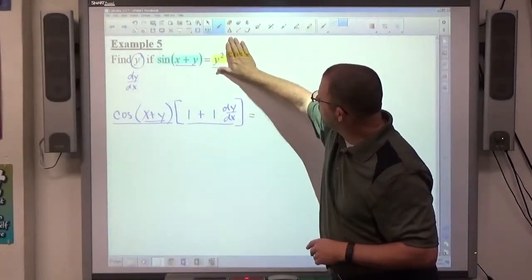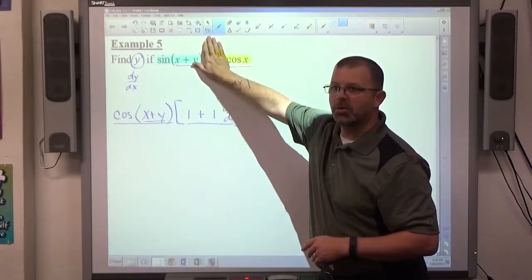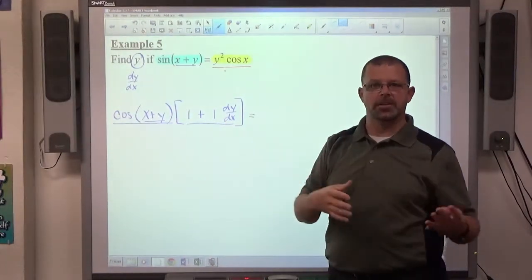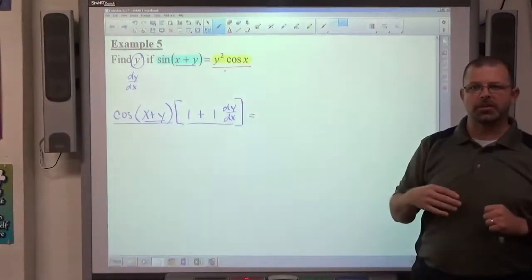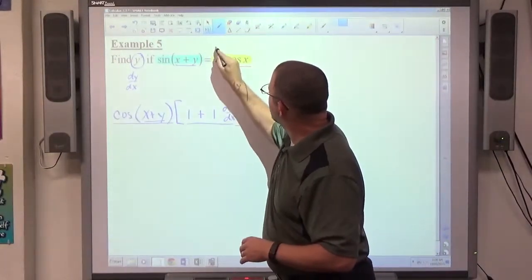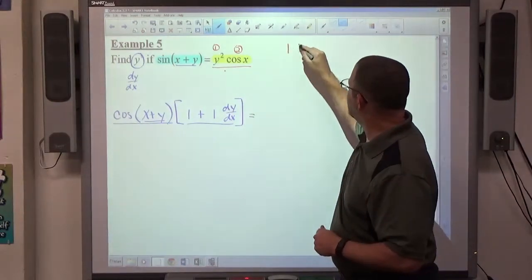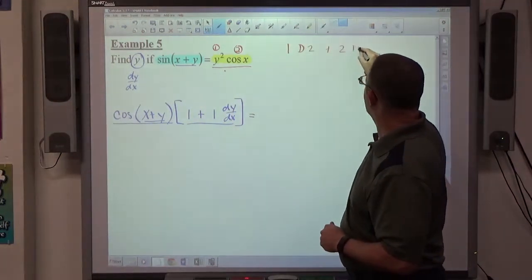Each individual piece by itself is really simple. Y squared is a power rule. Cosine of x is just the cosine rule, and it's cosine of x. It's not cosine of weird stuff. It's just basic cosine of x. So it's a product of functions. Function 1 is y squared. Function 2 is cosine of x. The product rule is 1 d2 plus 2 d1.